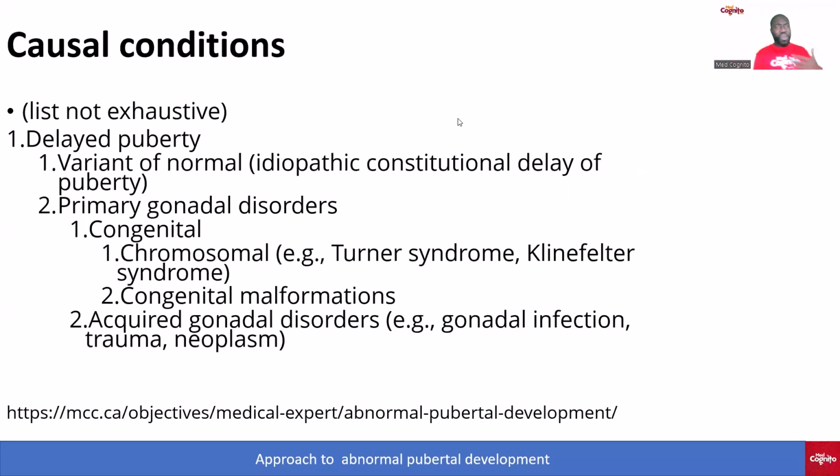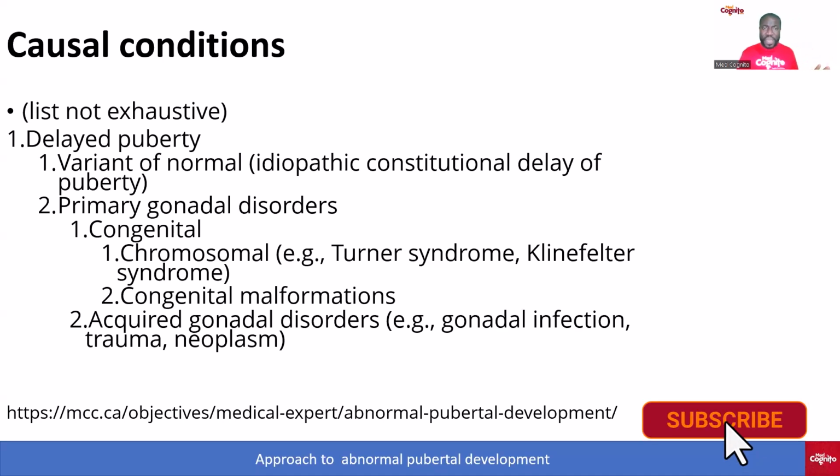So the causal conditions, like delayed puberty, variant of normal or constitutional delay in puberty. And then we also have primary gonadal disorders, which can be congenital or acquired. The congenital gonadal disorders include chromosomal abnormalities like Turner syndrome, Klinefelter syndrome, and congenital malformations. And with acquired ones, we have things like gonadal infection, gonadal trauma, gonadal neoplasm. All right. So these are the things you want to pay attention to.